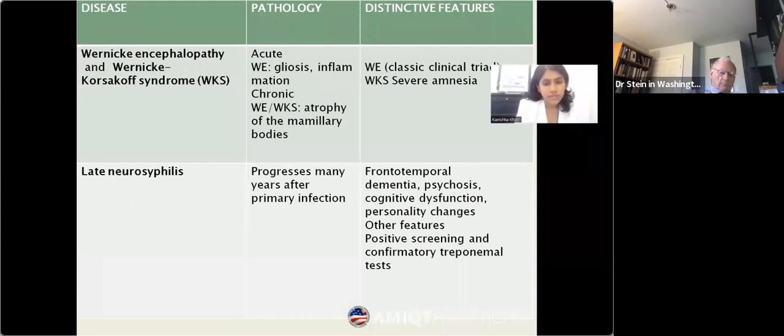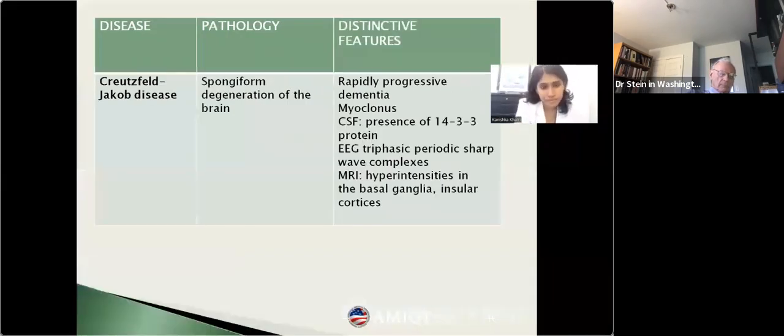Next, we're going to late neurosyphilis. Cognitive decline in neurosyphilis occurs years after the primary infection, say 20 years after the primary syphilis infection. The main characteristic clinical features include frontotemporal dementia along with psychosis and other personality changes. Other specific features of neurosyphilis, such as paresis, Argyll Robertson pupil, or tabes dorsalis, could coexist. Positive screening and confirmatory treponemal tests would help us in the diagnosis.